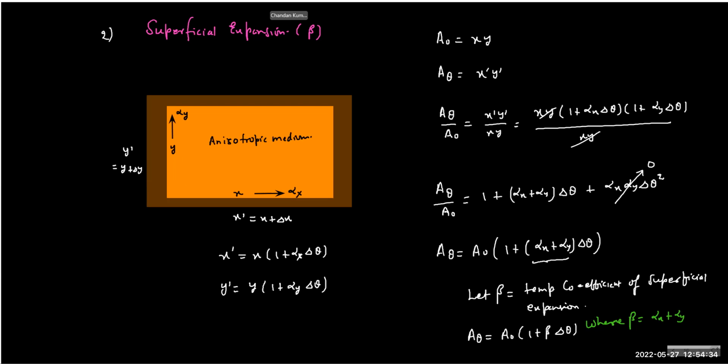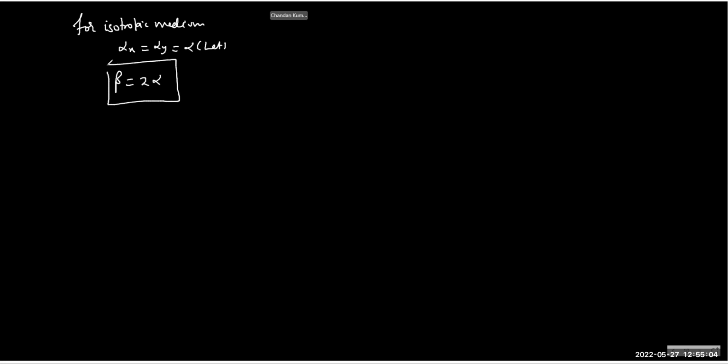Now, if the medium is isotropic, things will change, right? For an isotropic medium, alpha x will be the same as alpha y, which we can call alpha. And in that case, beta becomes 2 alpha. Understood? So for an isotropic medium, you can replace beta in terms of 2 alpha.